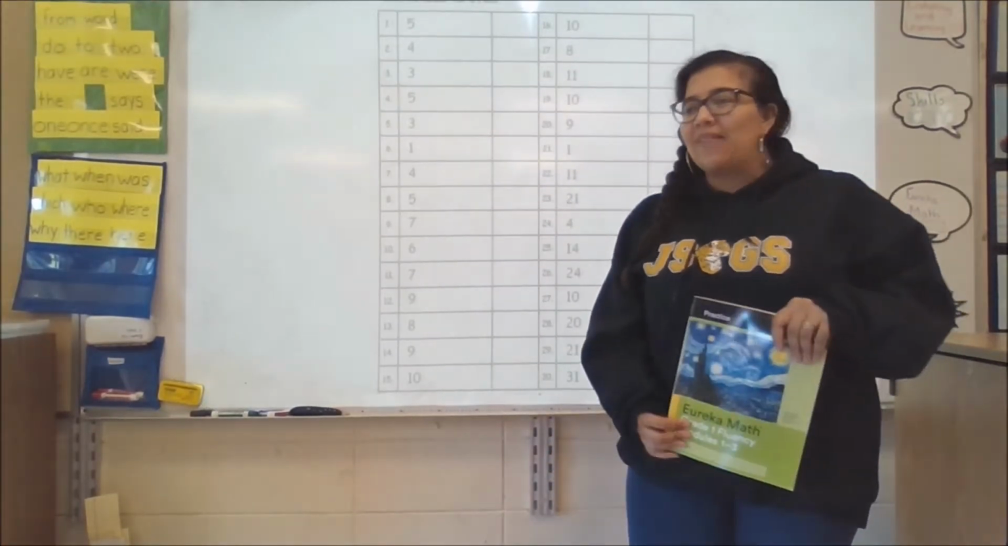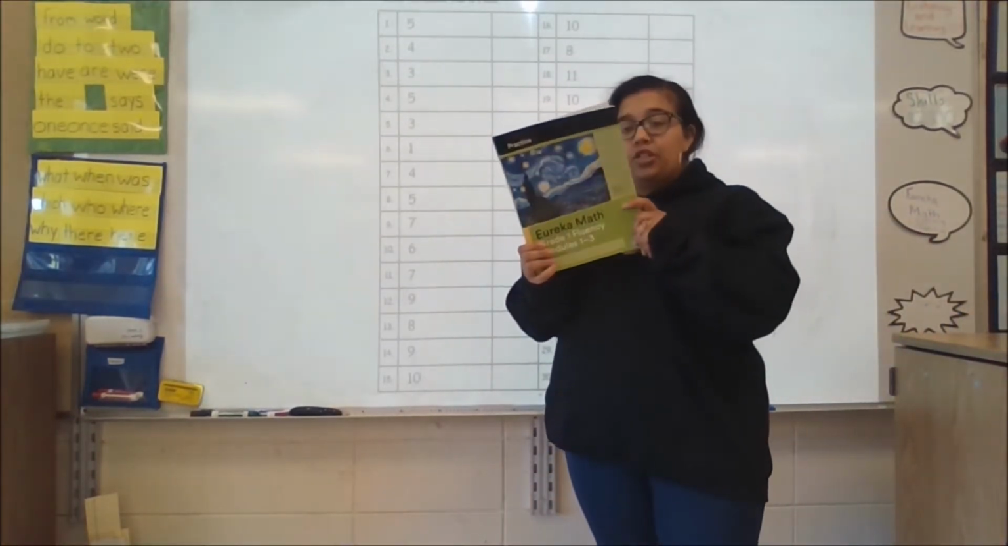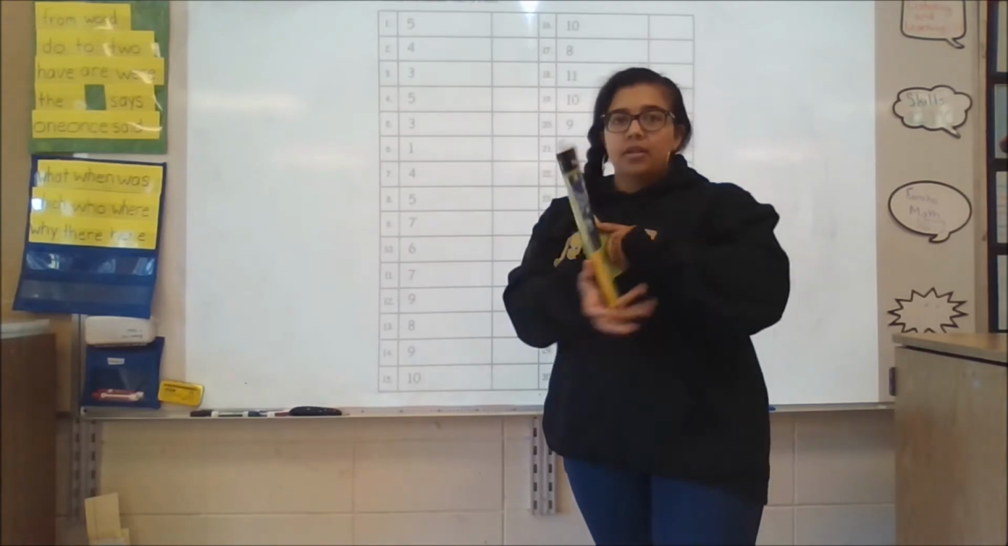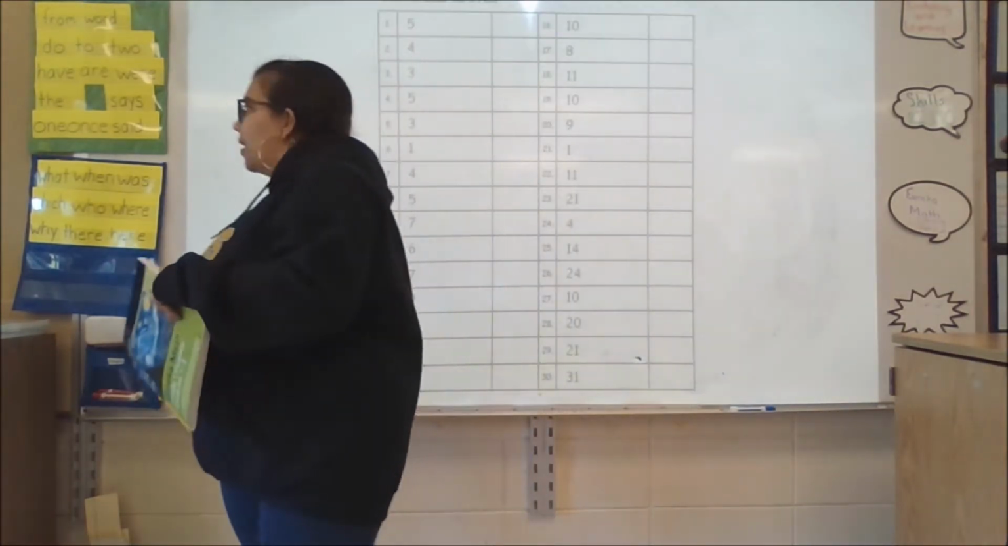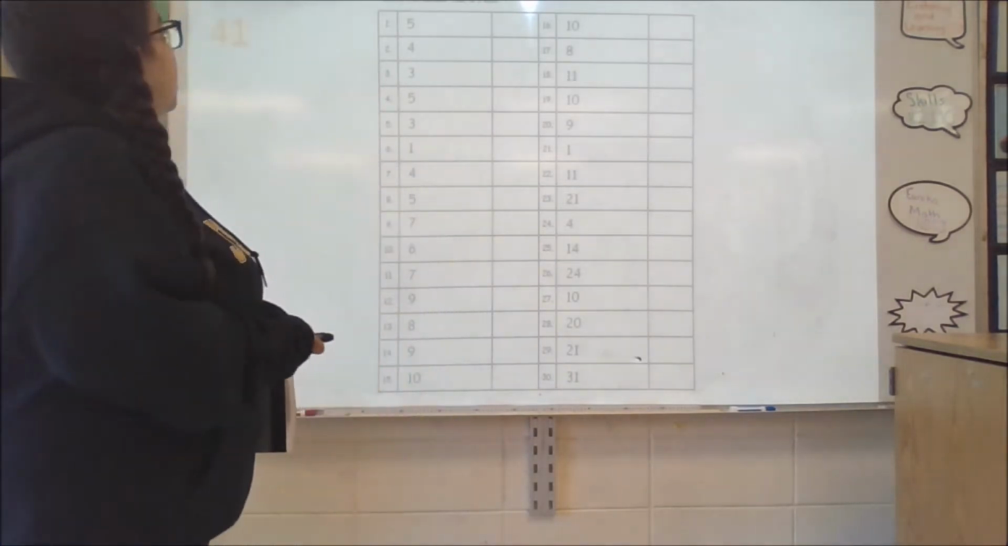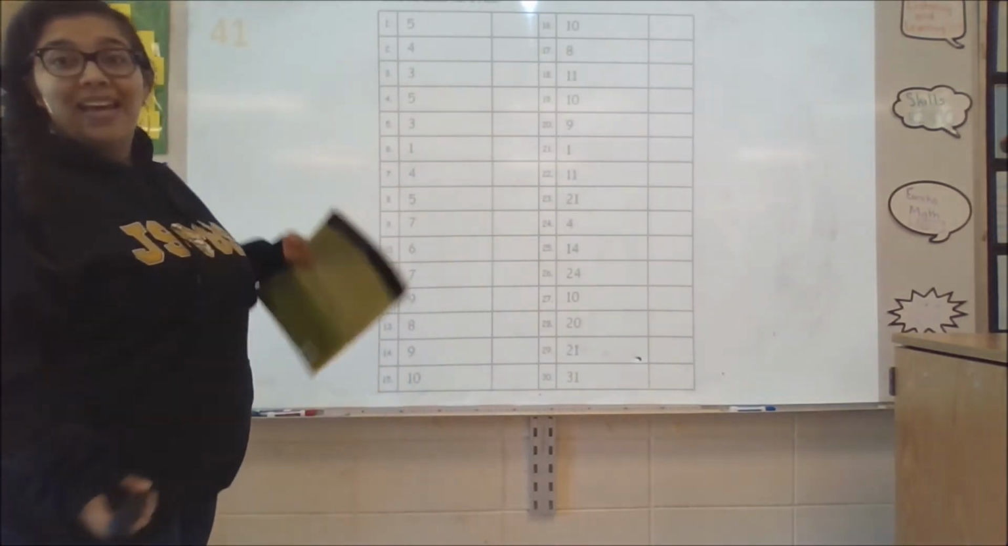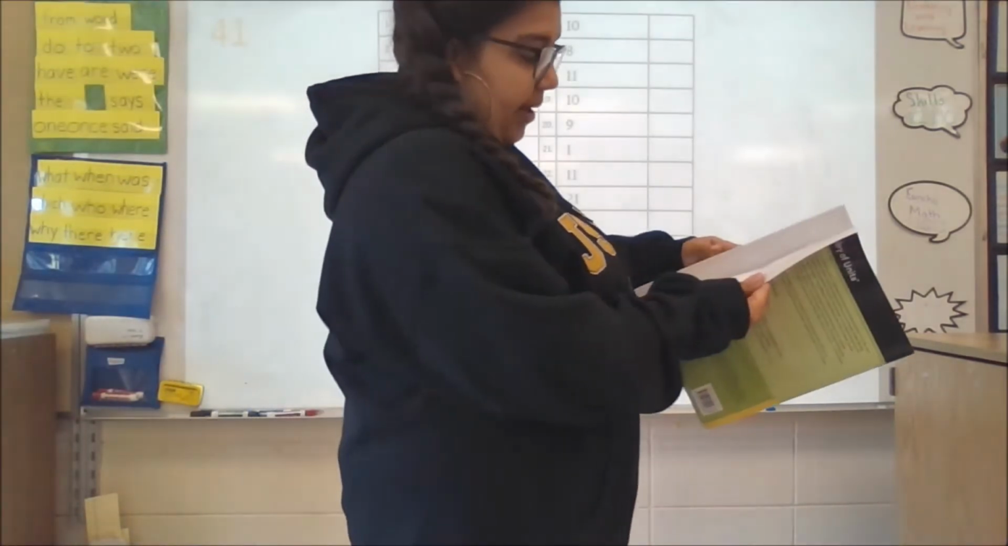Alright, yes, we have a sprint today, which means the Starry Night book. Practice for fluency. It is on page number 41. Page number 41 in your practice book. Go ahead and get your book out, find that page, and I will get ready to start.